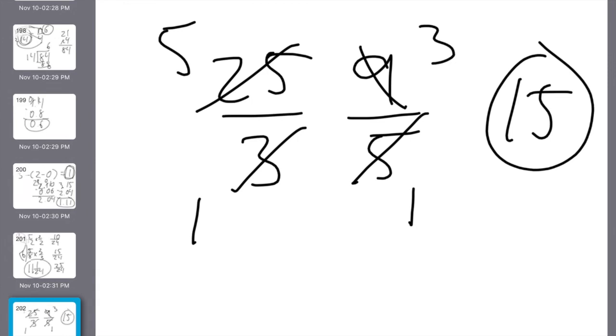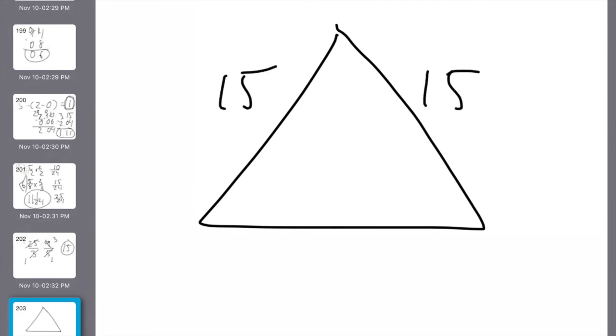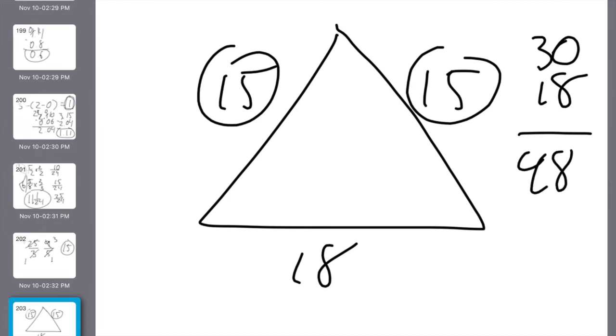28. Working with triangles from last week. What's the perimeter and what's the area? Okay, so I have my triangle. Perimeter first, guys. That's on the outside. You have 15, 15, and 18. 15 plus 15 is 30. 30 plus 18 is 48. Label would have been millimeters. So that's A.